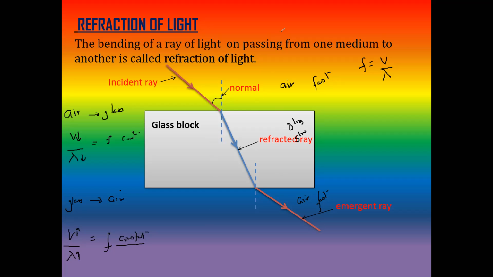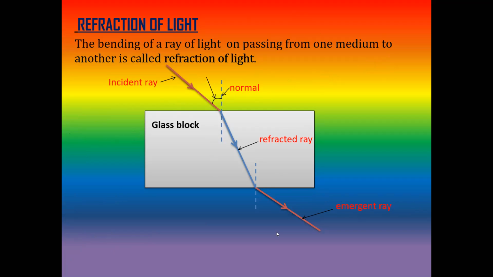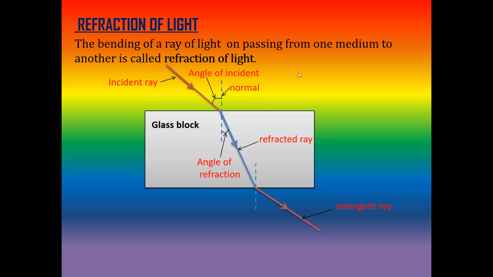If light comes from bottom to top, the same thing happens. I just changed the direction of the arrows. For example, moving from air to glass, it will bend towards the normal, and moving from glass to air, it will bend away from the normal. Now this will be the incident, and this will be the emergent, the one which comes out. Is it clear? The angle between the incident ray and the normal is called the angle of incidence, and the angle between the refracted ray and the normal is known as the angle of refraction.